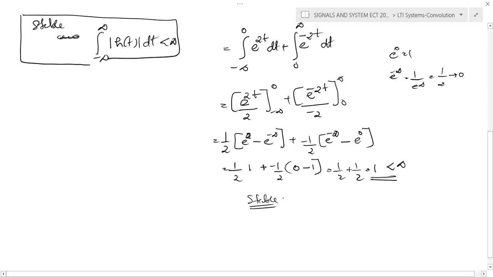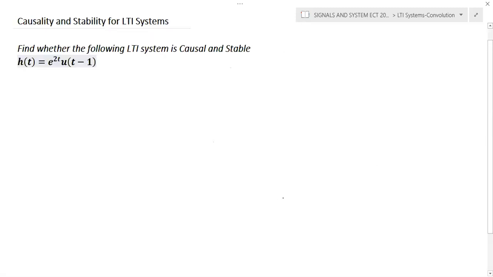Okay, this is a continuous time signal, and now we'll discuss one more problem in continuous time. Here h of t is given by e raised to 2t into u of t minus 1. First we need to check whether the system is causal or not. For causality of a continuous time LTI system, a causal LTI system should satisfy this condition: h of t should be equal to 0 for t less than 0.